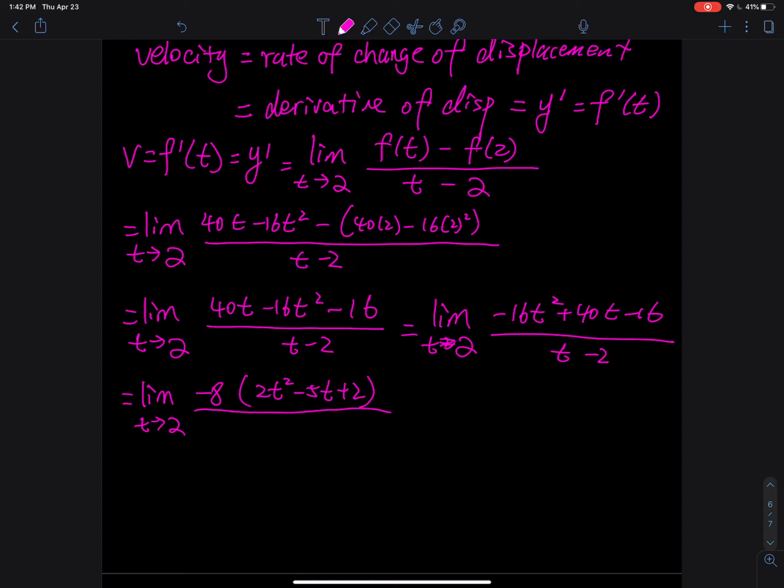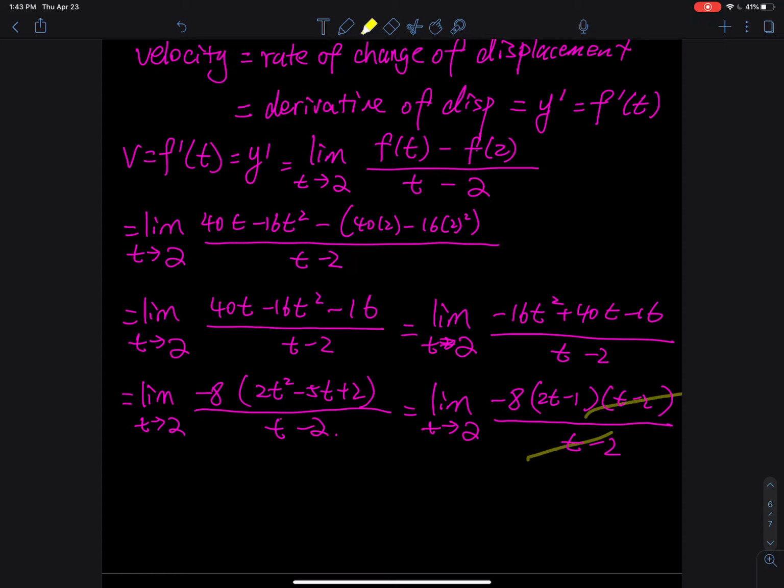Then use any technique you like to factor the second degree, the quadratic equation. So we have the limit as t approaches 2 of negative 8 times the factored form. You get 2 factors, because that is a second power. So 2t minus 1 times t minus 2. Yes, the t minus 2 in the denominator is our biggest enemy. So now the enemy is gone. It is safe to plug in t equals 2. So you have negative 8 times 2 times 2 minus 1. What do you get? You have negative 24 feet per second.